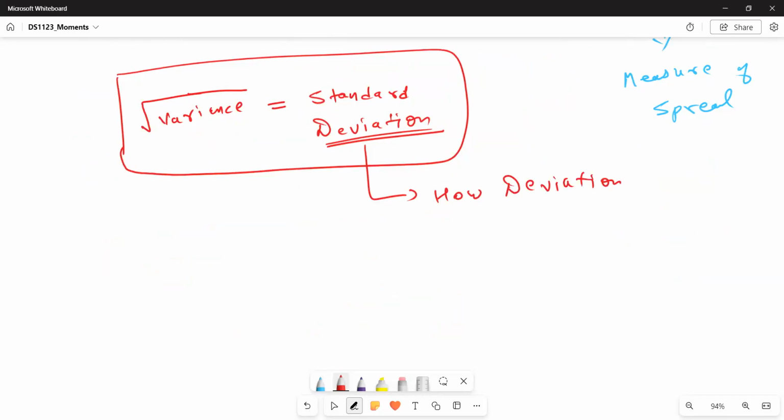Standard deviation basically tells you how much deviation the data points have from the mean of the data. How much deviation your data has from its mean, right? So this is your standard deviation, and this is again a very important part. A lot of things are judged based on standard deviation and variance. So this is how variance can be understood.